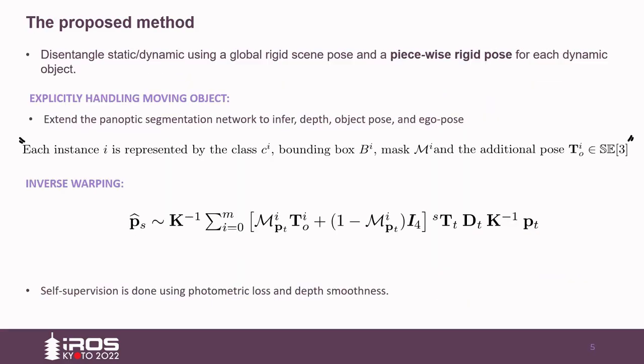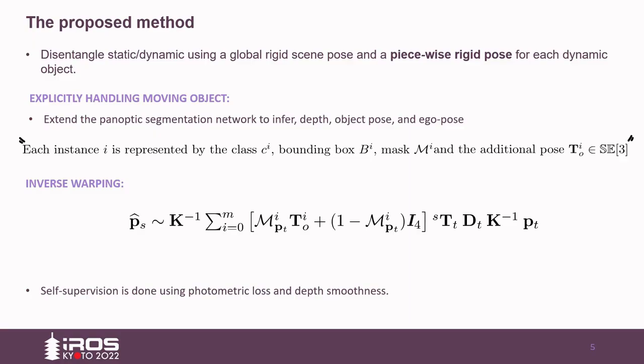In order to alleviate the static scene assumption, we propose to disentangle static and dynamic objects using a global rigid scene pose and a piecewise rigid pose for each dynamic object. An instance segmentation network is extended to incorporate the pose information so that the network learns the additional 6-degree of freedom for each instance. Therefore, each instance i is represented by its class c_i, bounding box, and mask, and the additional pose.